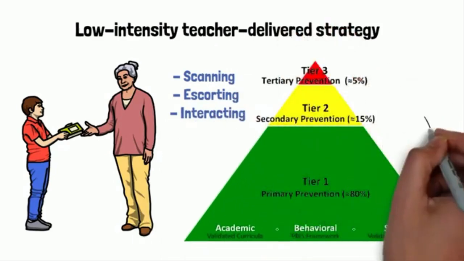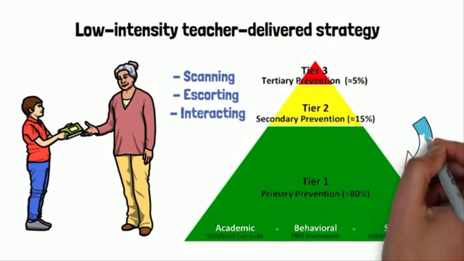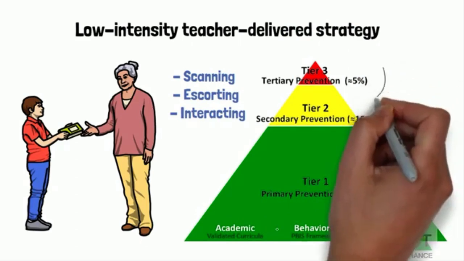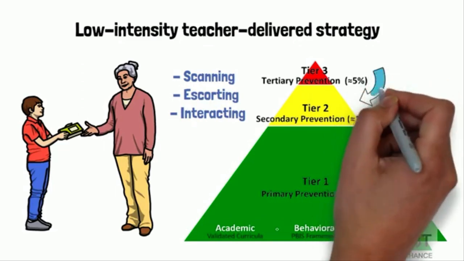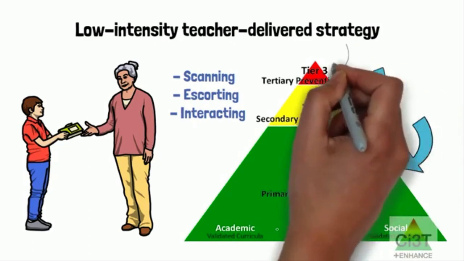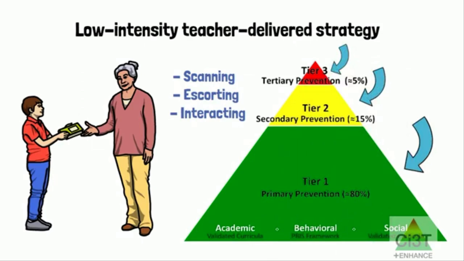At Tier 1, active supervision is one of several proactive, evidence-based strategies used to support students' active engagement. For students who may need additional supports, active supervision can also be used as a standalone Tier 2 intervention, can be embedded into existing Tier 2 interventions, or can be included as a component of a Tier 3 intervention.